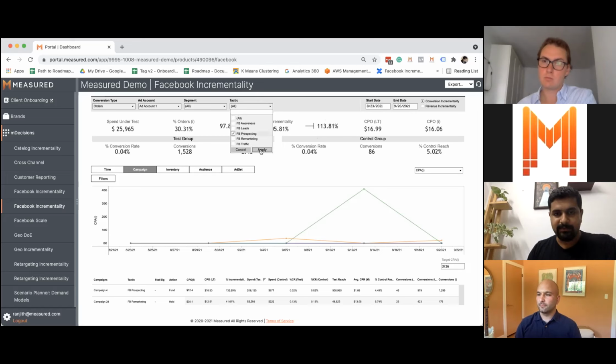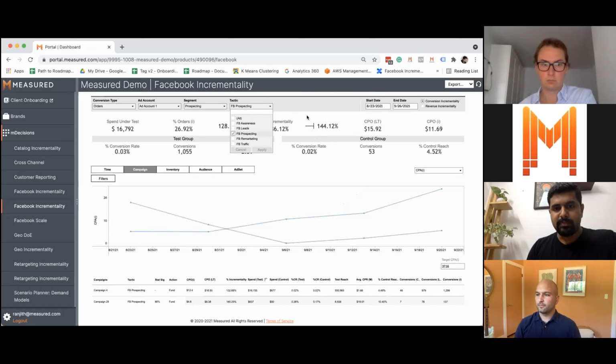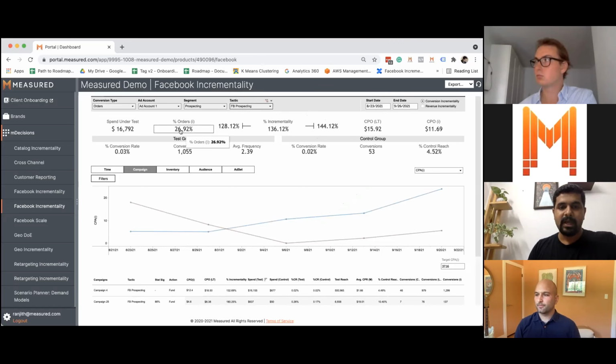I'm going to select Facebook prospecting. A major portion of the Facebook revenue is coming from Facebook prospecting tactics for this brand. It's at 26.92%. And what is really interesting is the incrementality number that you see here. It's really high at 136%.